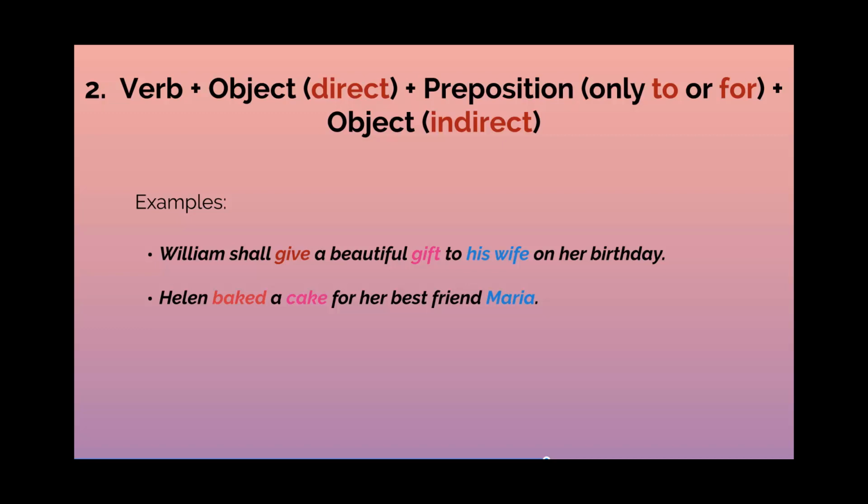Helen baked a cake for her best friend Maria. Baked is the ditransitive verb, which has taken two objects, cake, which is the direct object, and Maria, which is the indirect object.